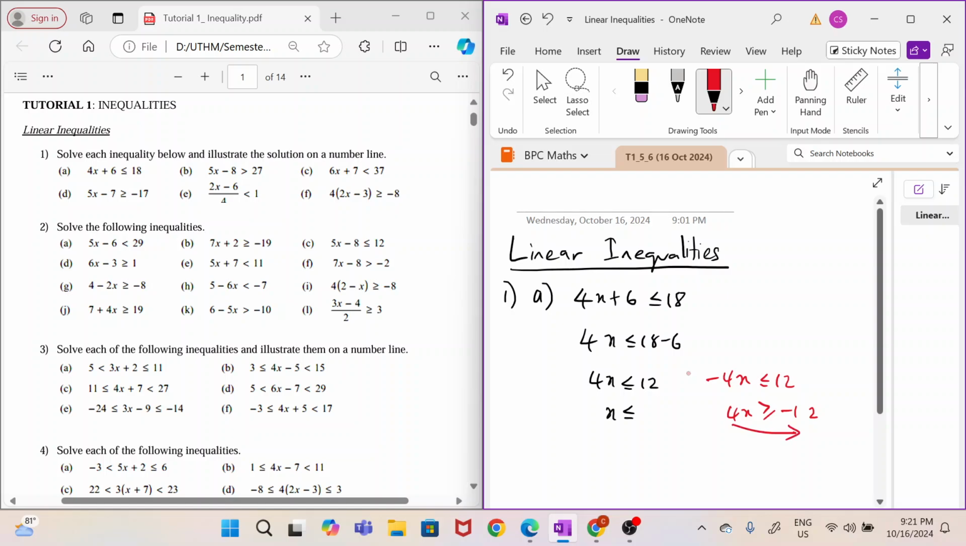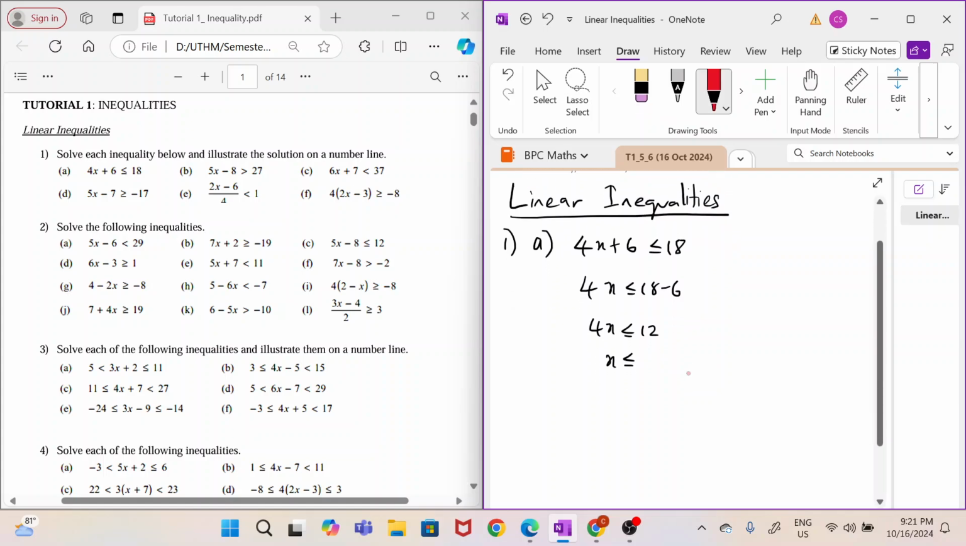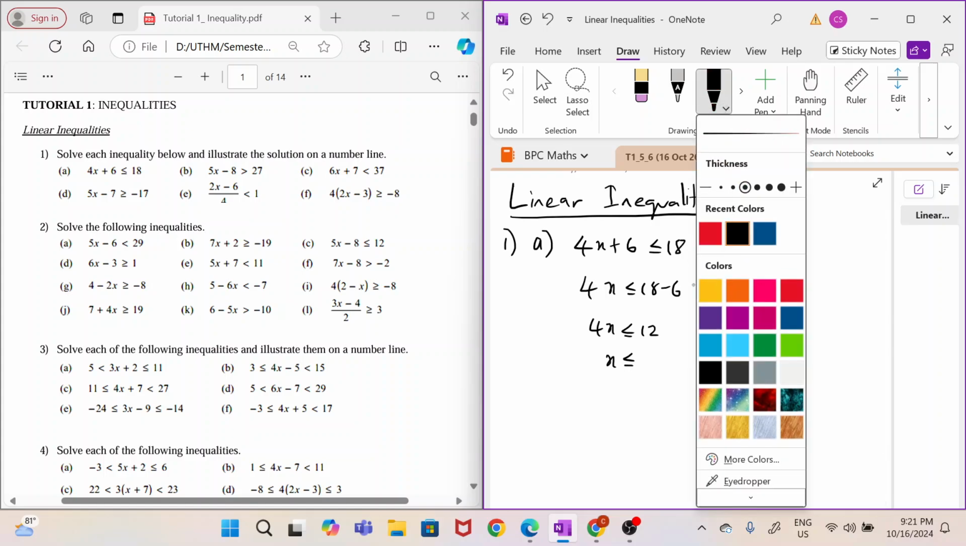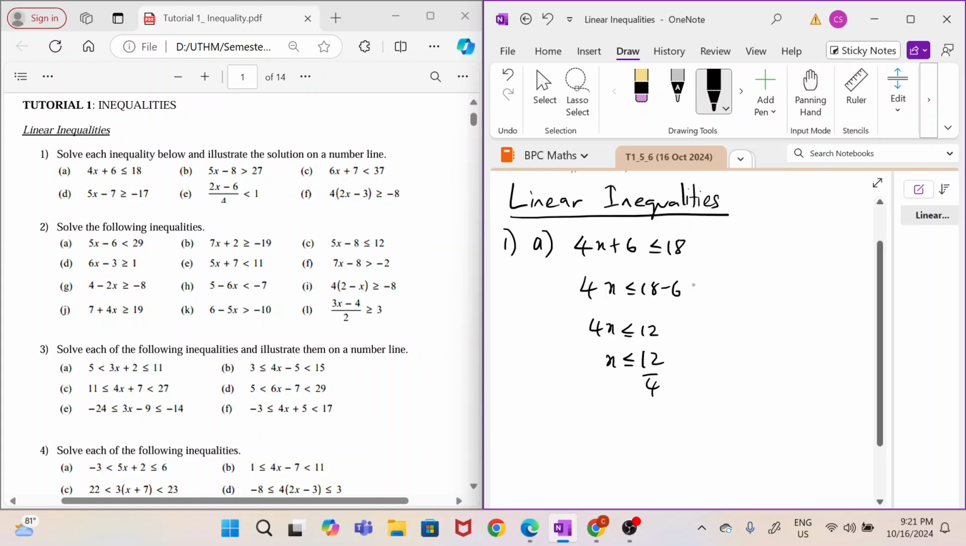Okay, for example, but I'm going to erase this. Okay, this is just for example. Now ours is positive, so no need to worry about that sign. So this should be your answer.